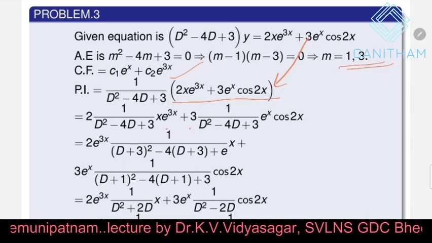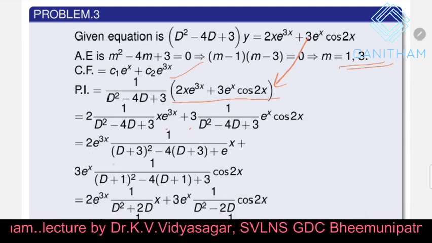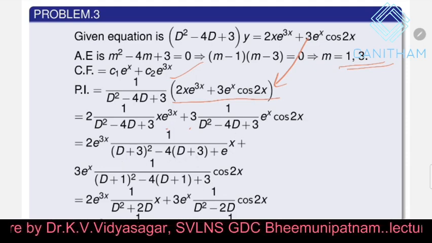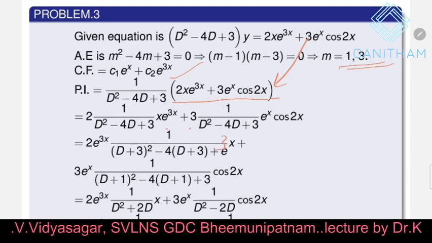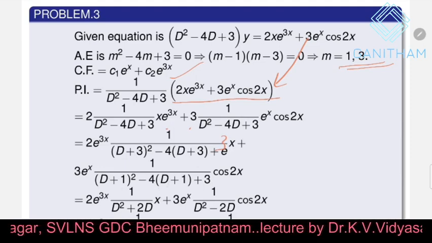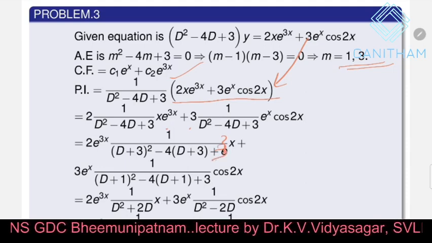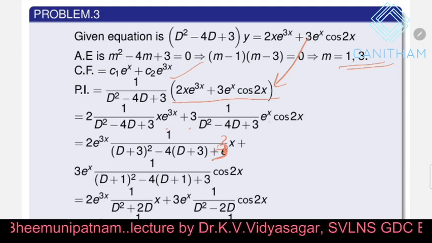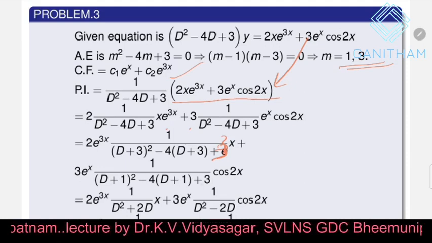So this equals e to the power 3x brought forward. So 2 into e to the power 3x into 1 by, in place of d I will write d plus 3 whole square minus 4 into d plus 3 plus 3, into x, plus 3 into e to the power x into 1 by d plus 1 whole square minus 4 into d plus 1 plus 3, into cos 2x. So in this second term, 3 into e to the power x into 1 by d plus 1 whole square minus 4 into d plus 1 plus 3 into cos 2x.